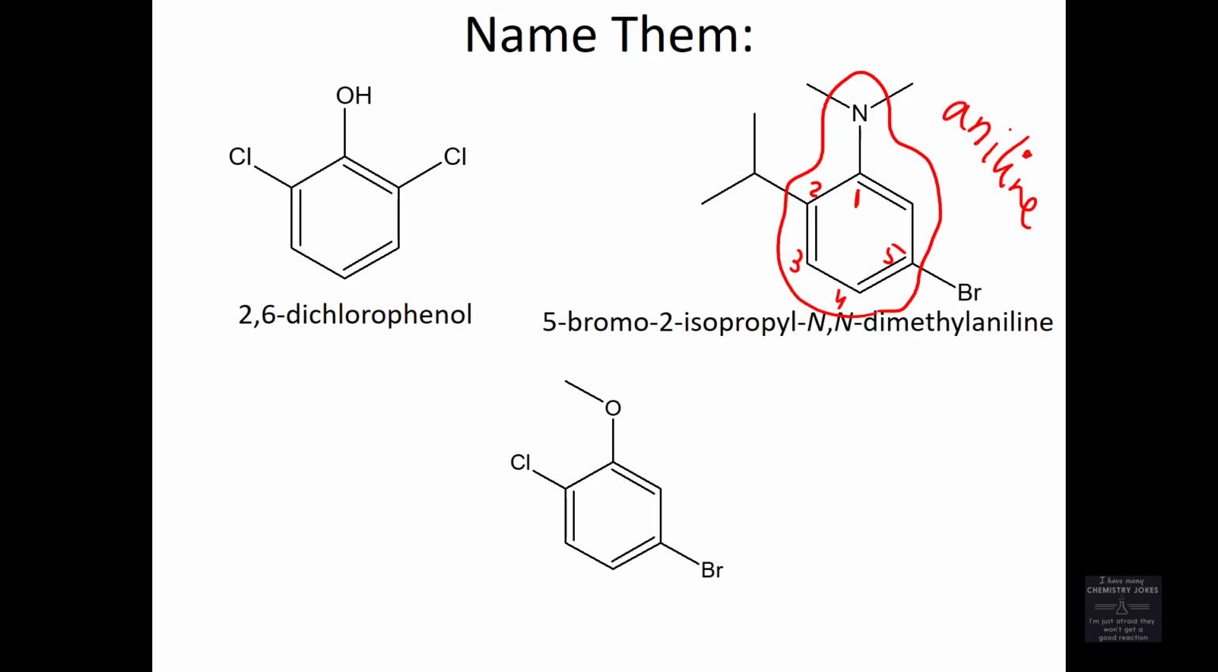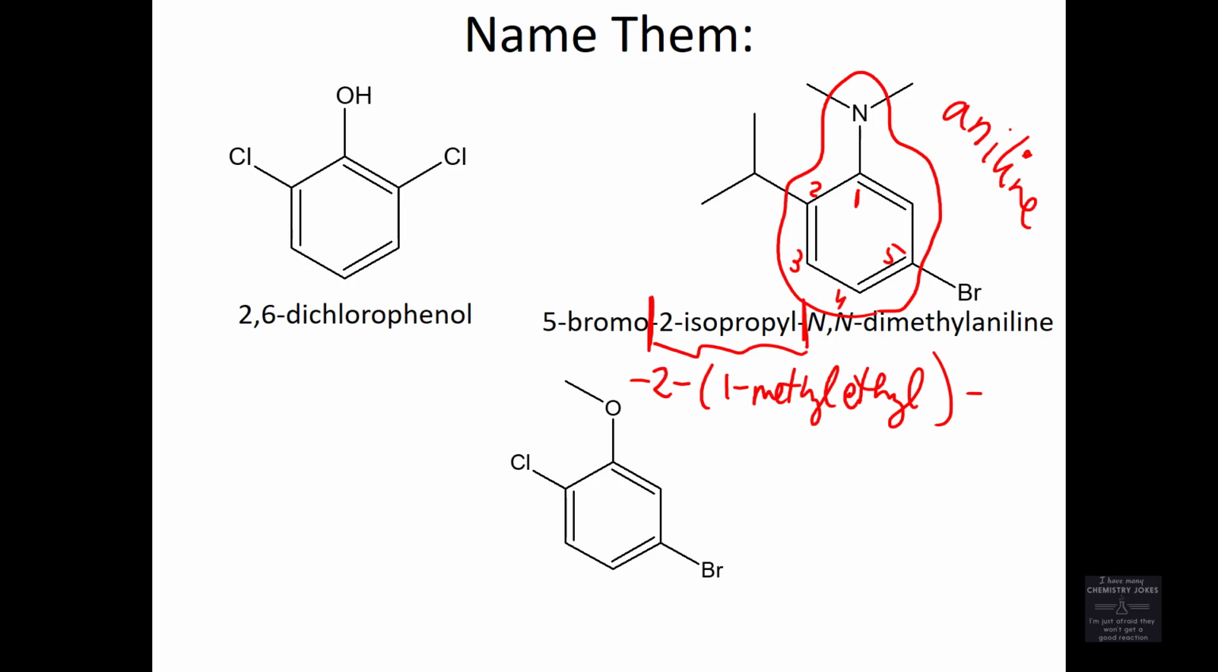Could you have named this isopropyl something different? Yes, you could have named it 2-(1-methylethyl). The N,N just gets sandwiched in between those two vertical lines if you want to name it a methyl ethyl instead of an isopropyl. Whatever.